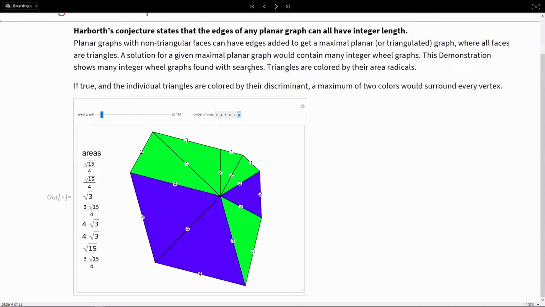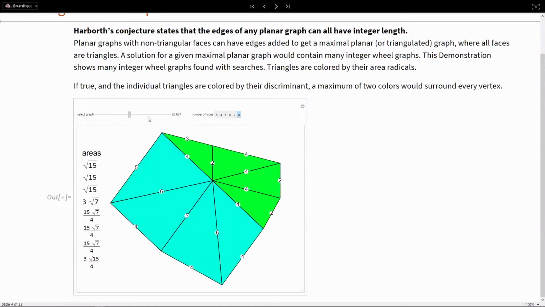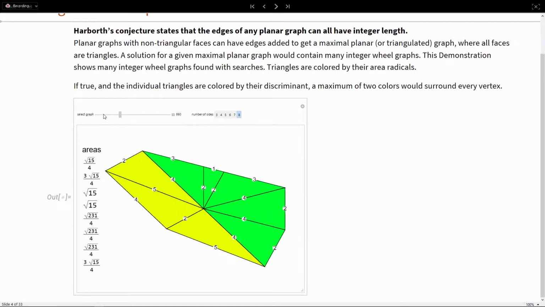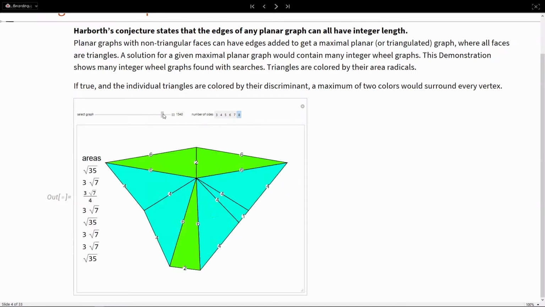And I figured, well, one thing you could do as a piece of that is to set up all the possible wheels of the vertices around a point. So for example, this could be a section of a planar graph, and all these lengths here are integers, all the sides and all the distances from the central point.